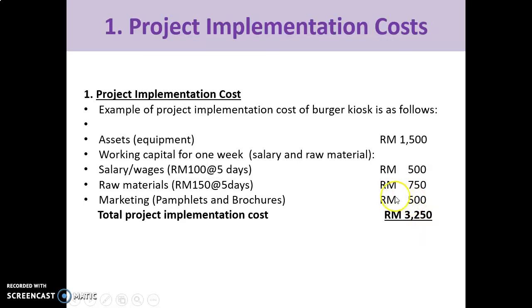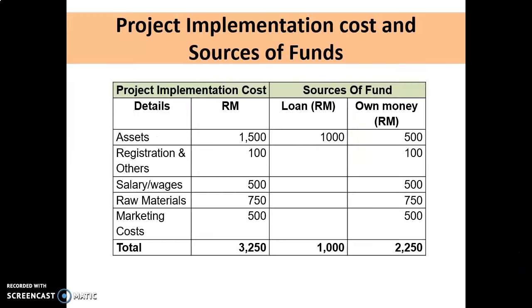So this project implementation cost is the amount that you need to have in order to finance the project. So how do you want to get this amount, from where can you get it? So we have to look at the second item, which is sources of funds to finance the project. Okay, in this slide there are two tables. The first one is project implementation cost at the left hand side, and the right hand side we have sources of fund. The total project implementation cost, as I mentioned just now, is 3,250.